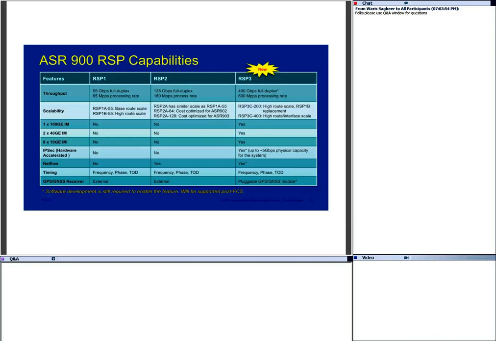Okay, just to give you some comparisons of the different generations of RSP, RSP1, 2, and 3, the 3 being the newest one. So the RSP1 was 55 gigabits per second full duplex and 65 million packets per second. RSP2 was 128 gigabits and 180 million packets per second. Again, in RSP2, we had a 64 gigabits version of RSP and then 128. And with RSP3, we have 400 gigabits per second and 600 million packets per second, right?